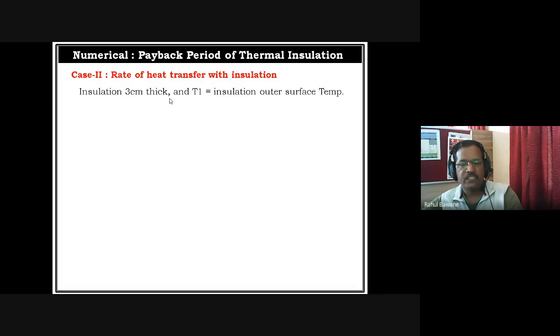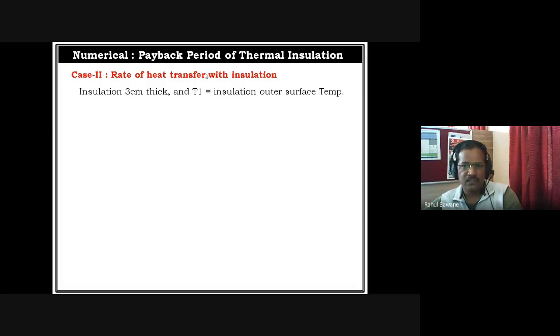Now the insulation outer surface is in contact with surrounding air, and the insulation surface will play a role in convection. For radiation also, we assume that the outer surface of insulation is radiating heat. Okay, so after providing insulation, suppose that the insulation outer surface reaches a temperature T1.